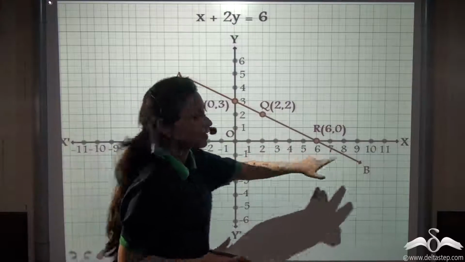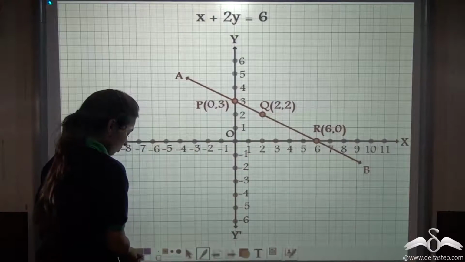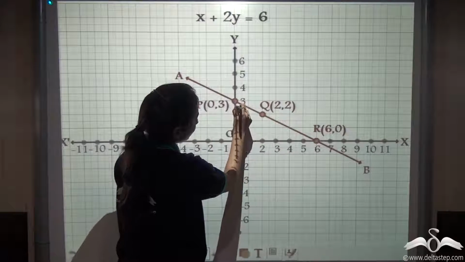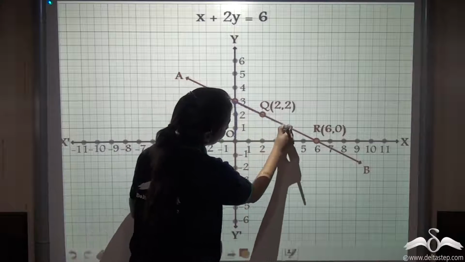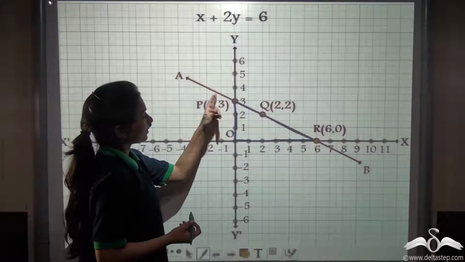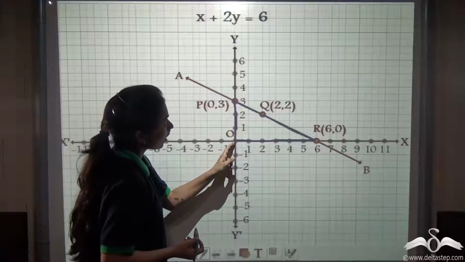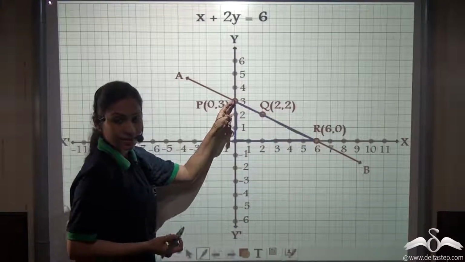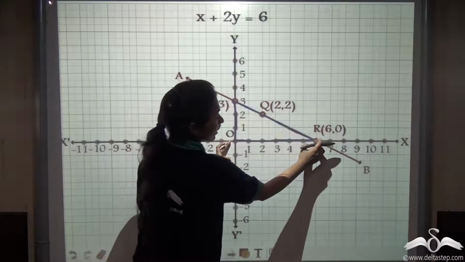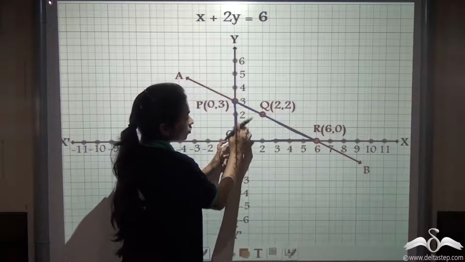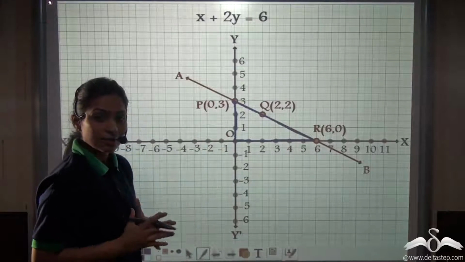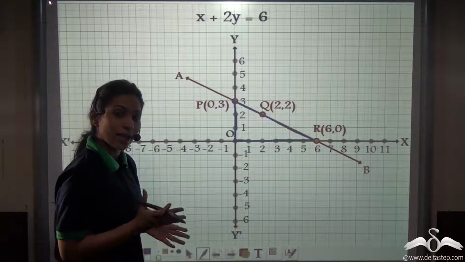We have named this line as AB. Now do you notice one thing? This line is making a triangle with the coordinate axis. So you can see that this line AB is actually making a triangle with the coordinate axis. But which points are making the triangle with the coordinate axis? The point P and the point R along with the origin. So these three are the vertices of this triangle. Now this triangle has some area. Now you know how to find out the area of a triangle?